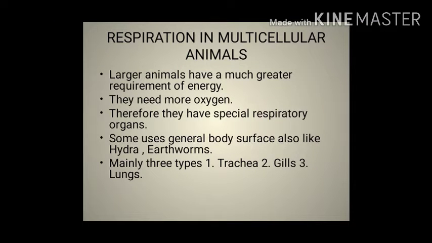Now, respiration in multicellular organisms. Larger animals have a much greater requirement of energy. They need more oxygen. Therefore, they have special respiratory organs. Some animals use general body surface for respiration. Example, hydra and earthworms. There are three types of respiratory organs: trachea, gills and lungs.